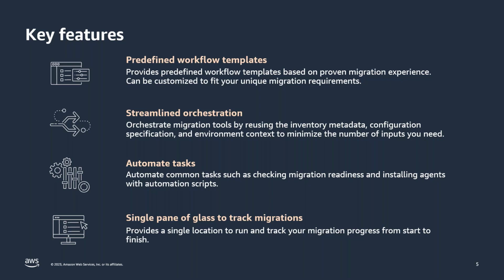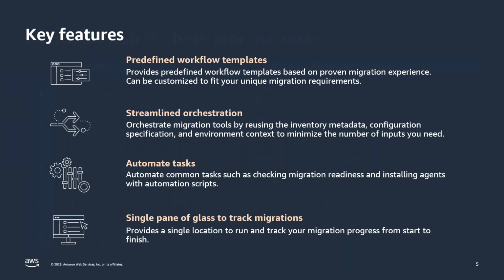We have streamlined orchestrations. For all the tools you are using, we pass the parameters from one tool to another tool, so that you don't have to do that manually yourself, which saves your time. And of course, we have the automation scripts. For example, on-premises, we have a plugin that you can install to simplify and automate your on-prem tasks. Also in the AWS part, we have SSM that automates the tasks on AWS.